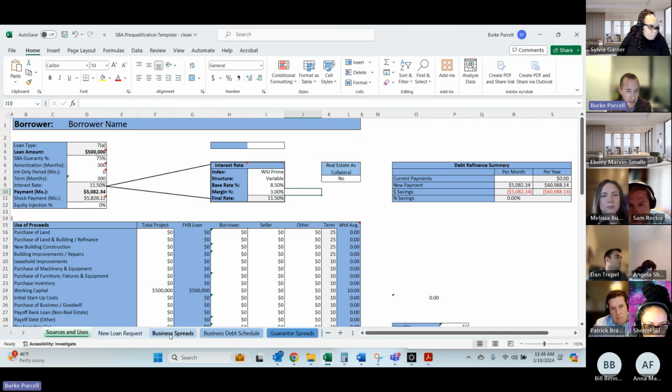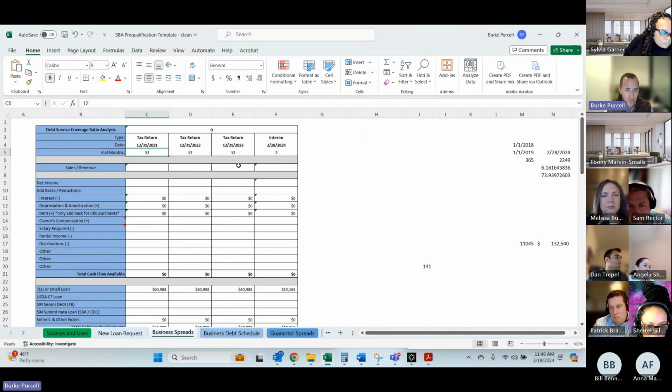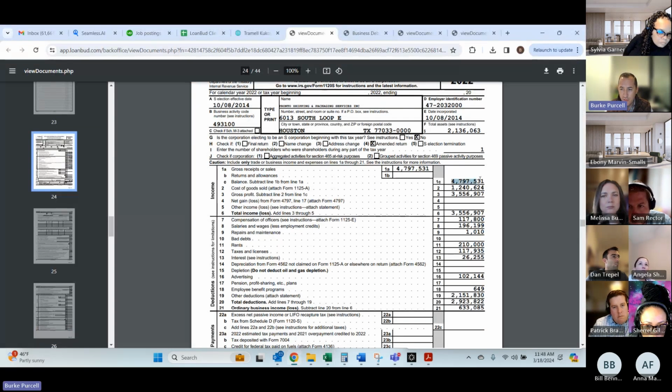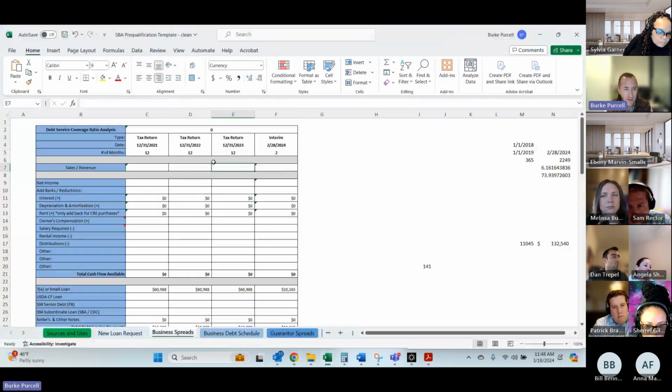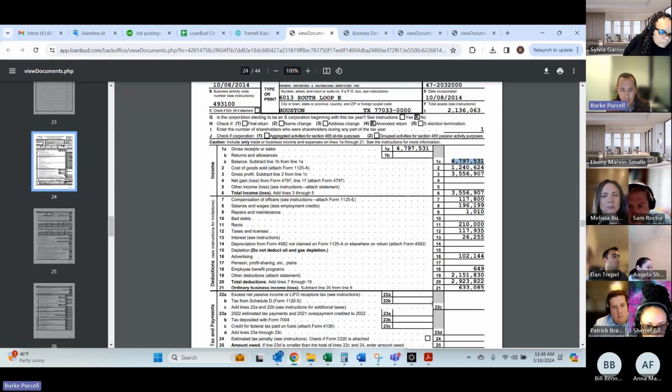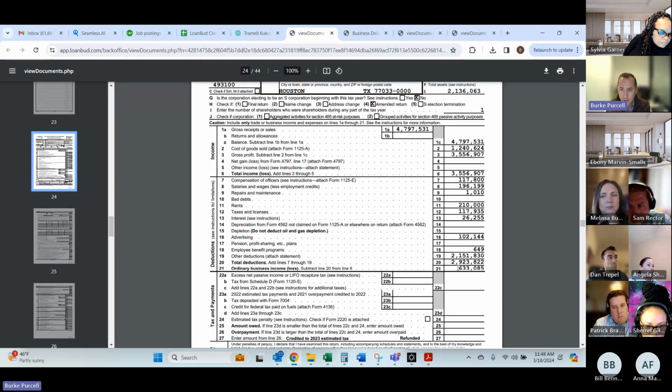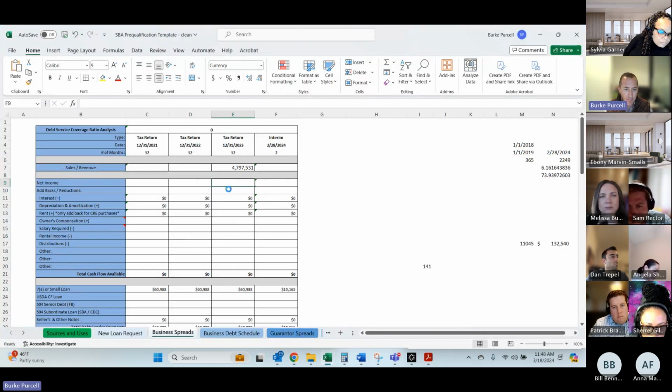Next, I'm going to come to my business spreads. I'm going to type in my sales and revenue, which I'm grabbing right from the top of the tax return. Then my net income is the one all the way down here. Here's my total income, right up here. And then my ordinary business income, otherwise known as the net operating income, is that bottom line piece. So I'm going to drop that in.